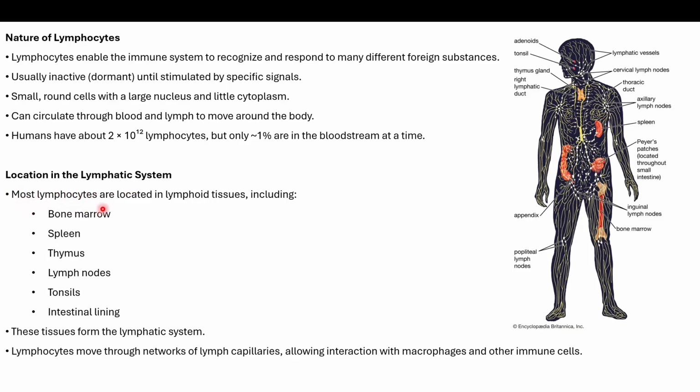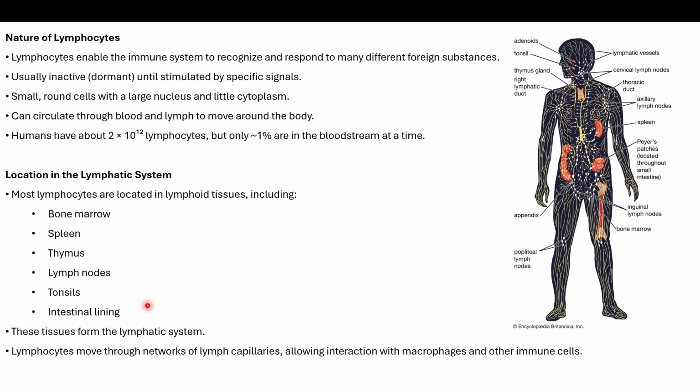So location in the lymphatic system: most lymphocytes are actually located in lymphoid tissues. Here we can see those lymphoid tissues are present in the bone marrow here, spleen, here, and thymus in this area. Then you have tonsils, right? In this part near the throat. Then you have intestinal linings and definitely lymph nodes, which are present at various locations in the body.